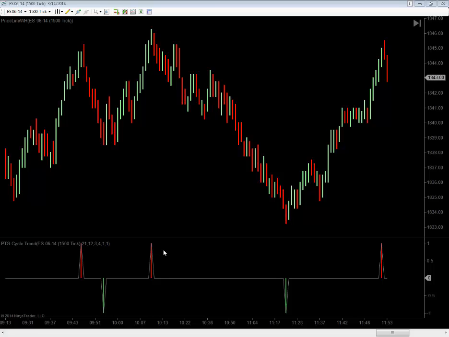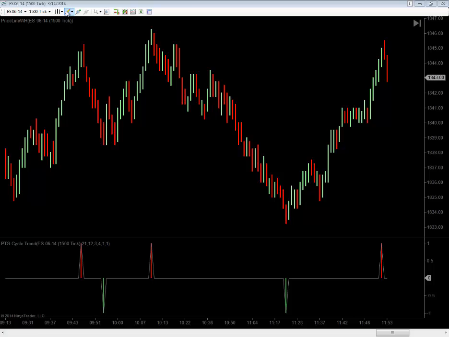This takes strength in price calculations and strength in time calculations. So it's a price and time cycle indicator that looks to identify major turning points in price action. Works really well on the 1500 tick, but it's equally effective on various time frames. So you can see it's a clean display.